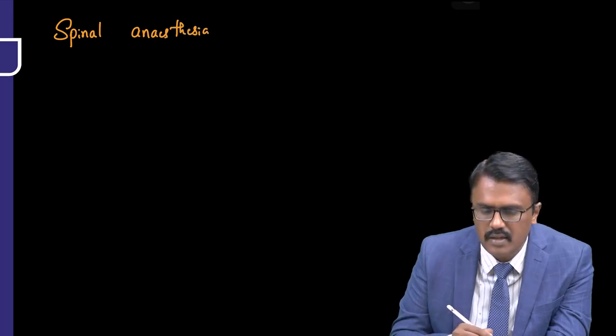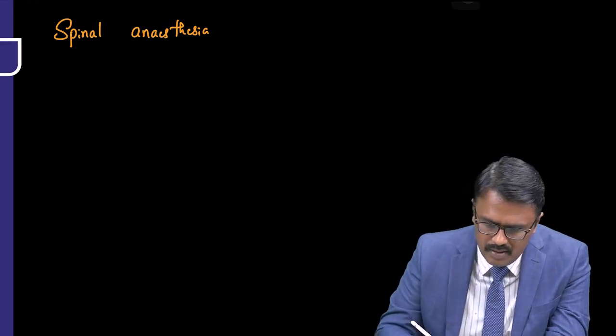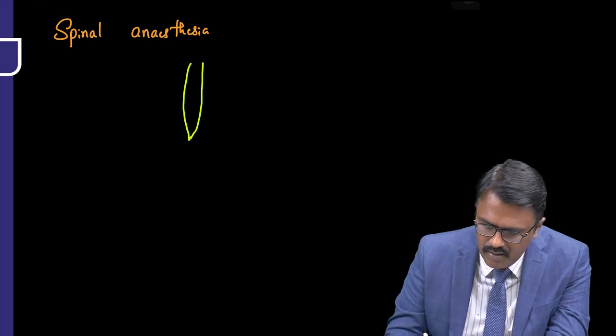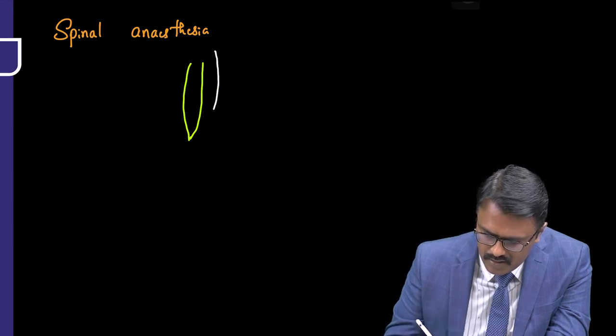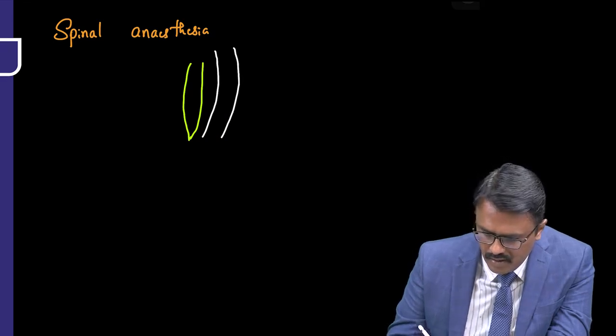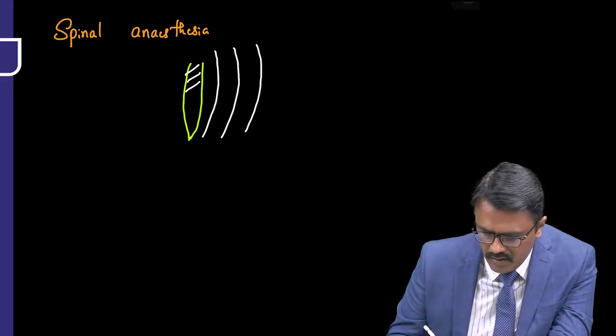Spinal anesthesia is a local anesthesia. Now you remember this is the spinal cord and we have layers on that. So let me write the layers here. The first one is the pia mater, arachnoid and the dura mater. So this is the spinal cord.